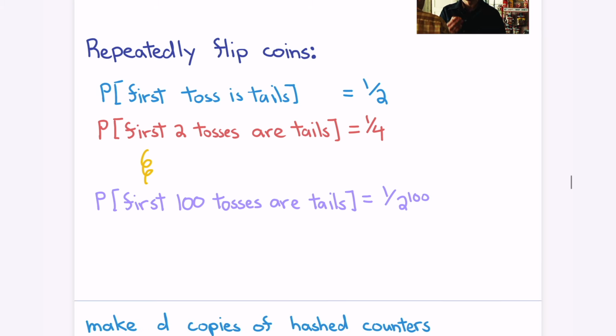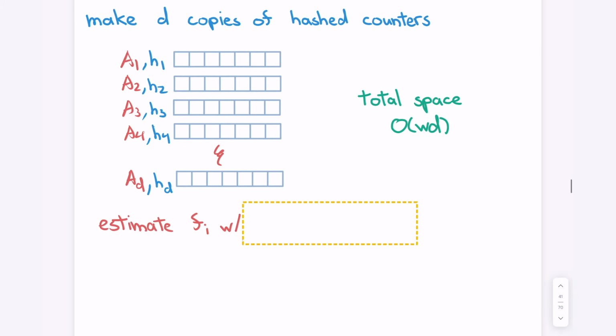So what we're going to do is make d copies, for some parameter d we'll pick in a moment, and I'll repeat this experiment. Each copy gets a new hash function. And now how would I estimate fi? Here's my element i. What's the frequency? You can take the average.